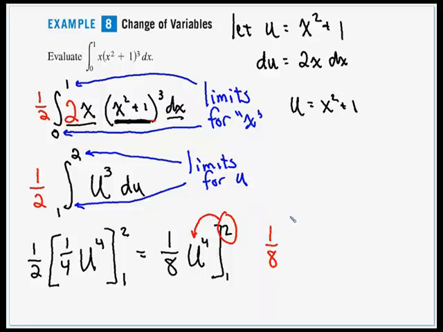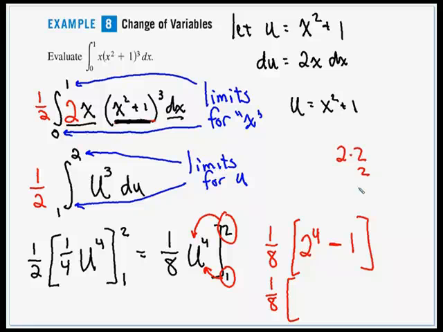We're going to have 1/8 times 2 to the 4th power. And minus, we plug our 1 in, and we get 1 to the 4th is 1. So 2 to the 4th power: 2 times 2 is 4, times 2 is 8, times 2 is 16. So now we have 16 minus 1, which is 15. 15 times an eighth is 15/8. And that's our final answer.